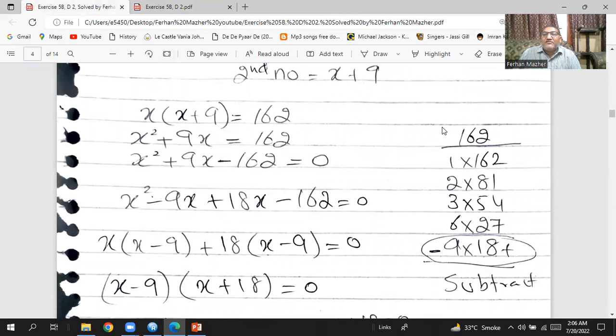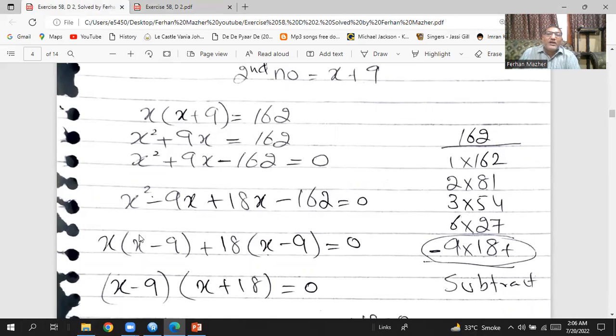So we will write the factors of 162. They are 1 into 162, 2 into 81, 3 into 54, 6 into 27, 9 into 18. With the third term, we have negative sign, so subtract. I'm looking for that pair which by subtraction will give me positive 9. So 18 and 9. You want positive 9, so with the larger number I will put the positive sign, with the smaller number I will put the negative sign. So you will have x squared minus 9x plus 18x minus 162 equals to 0.